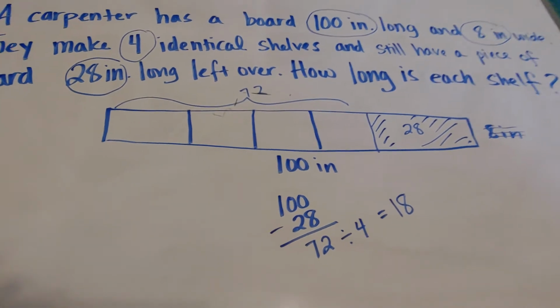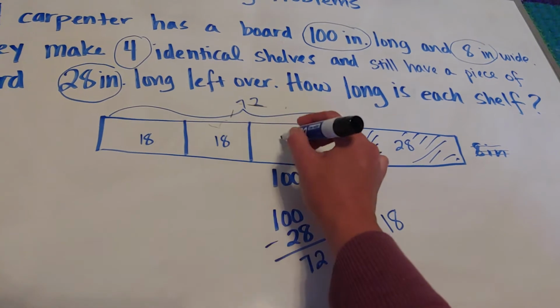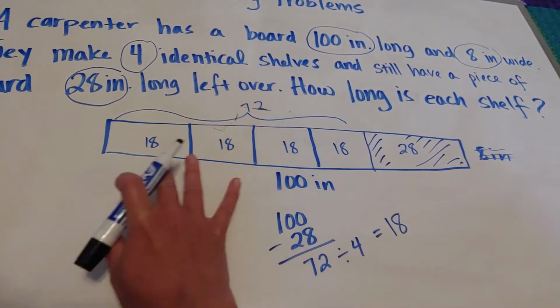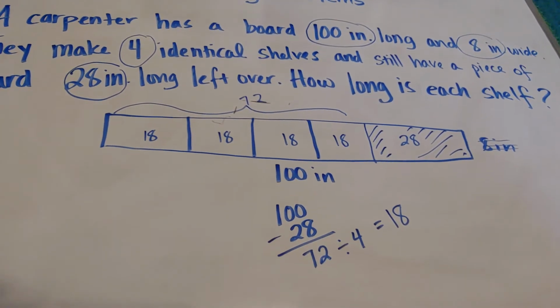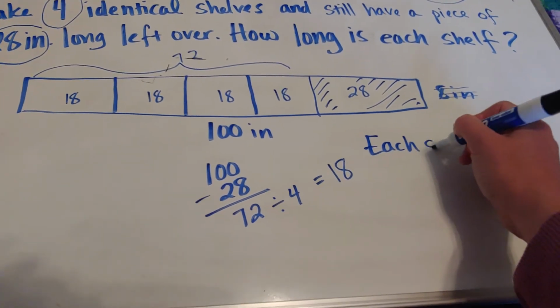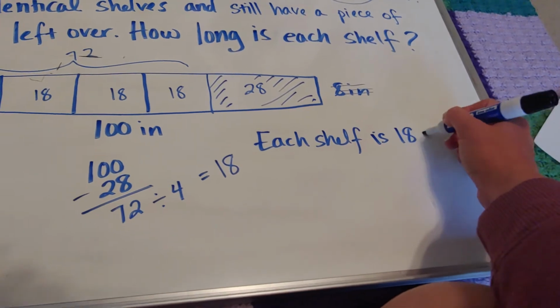Okay, so we can always check our work. So if this is 18, 18, 18, and 18, do 18 times 4 plus 28 equal 100, and the answer is yes, it is. So each shelf is 18 inches long.